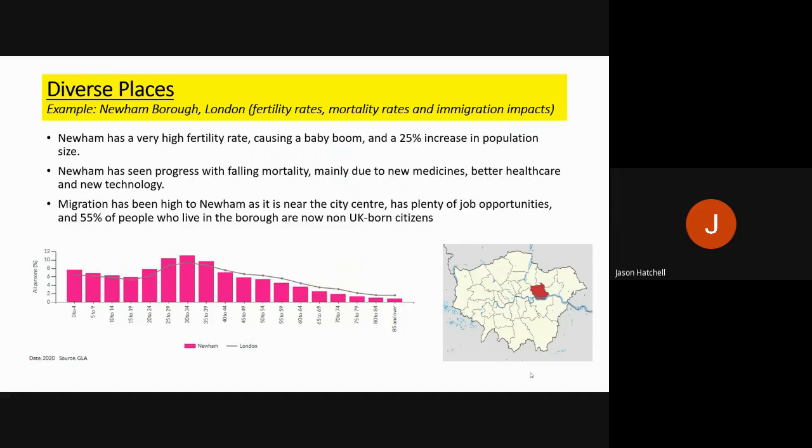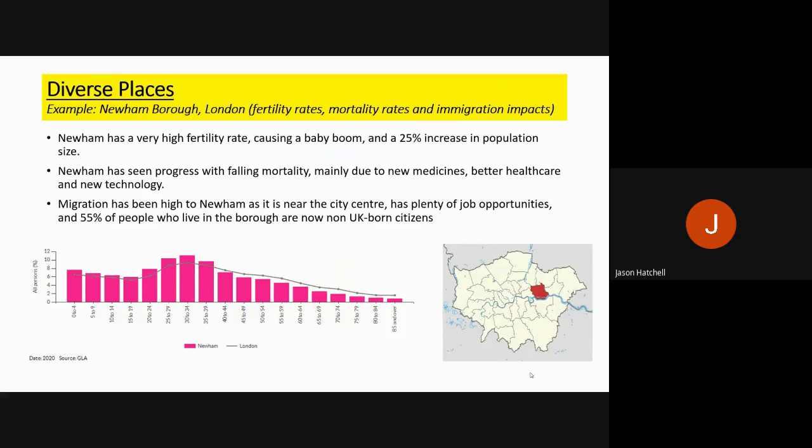Newham has seen progress with falling mortality, mainly due to new medicines, better healthcare, new technology, and of course the NHS in Newham has led that way. And that's why the elderly population, although lower than London currently, is starting to rise.